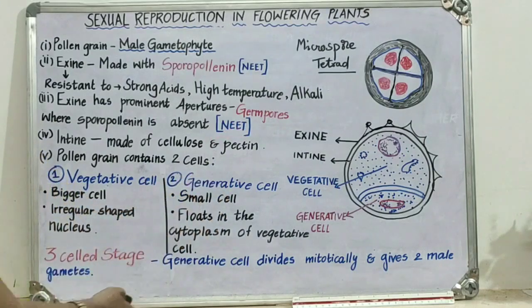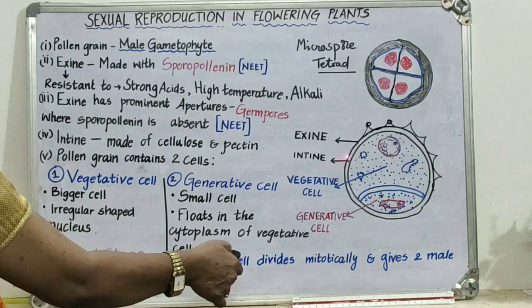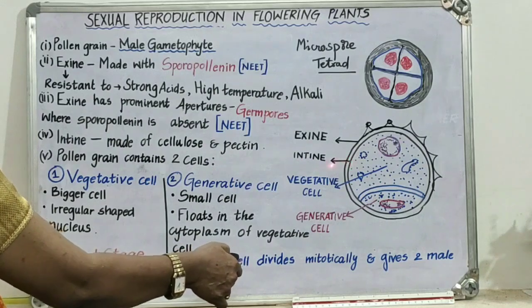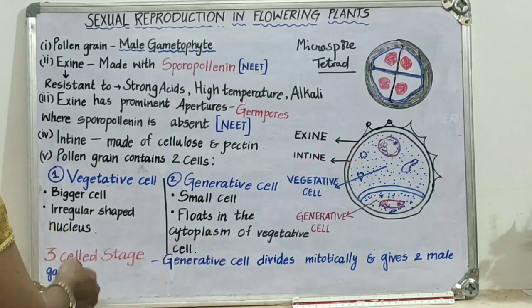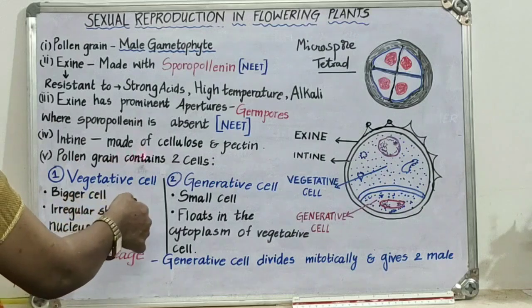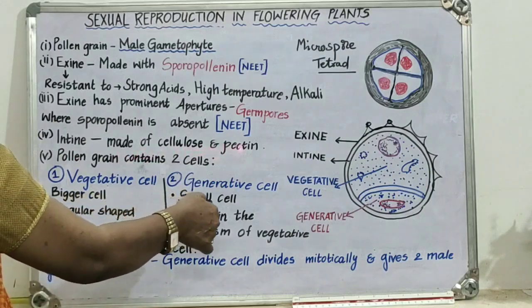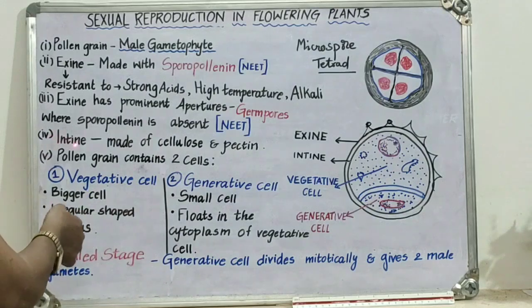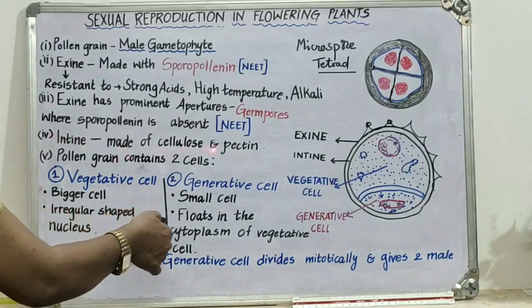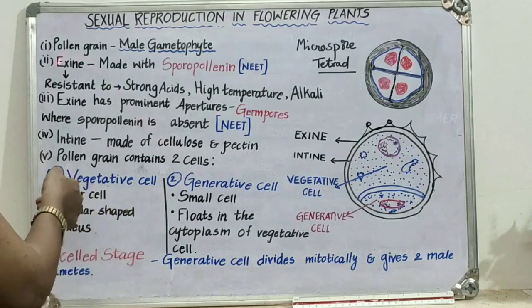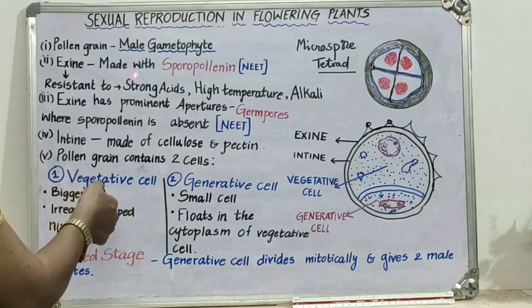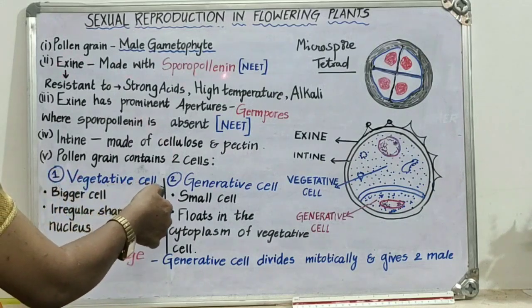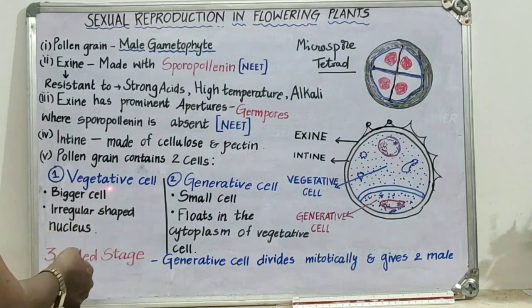Then let us come to intine. The inner layer of the pollen grain is called intine. Intine is made of cellulose and pectin. This is also an important question. Intine is made of cellulose and pectin, whereas exine is made with sporopollenin.